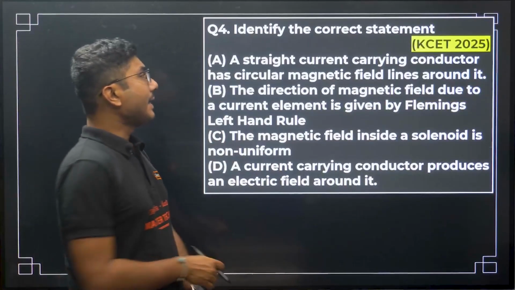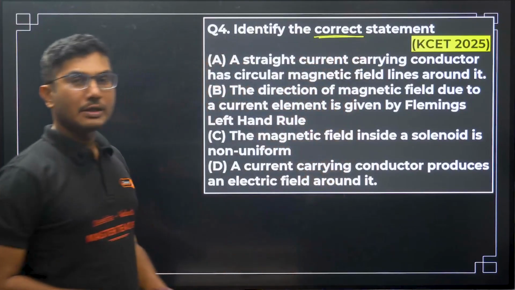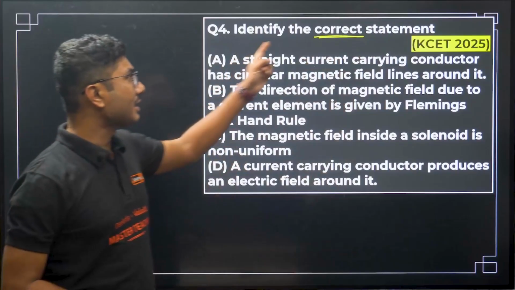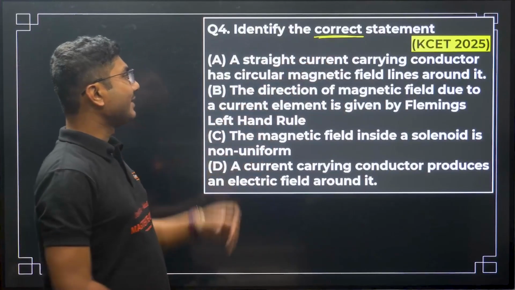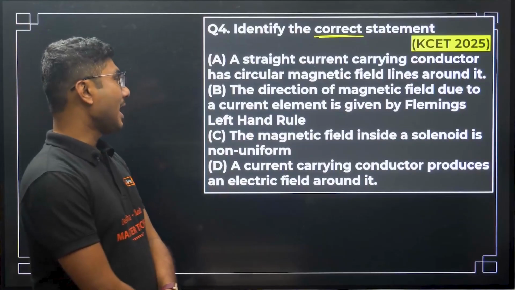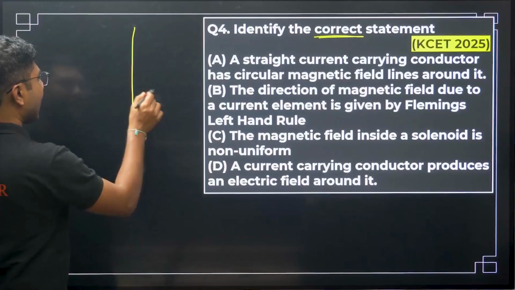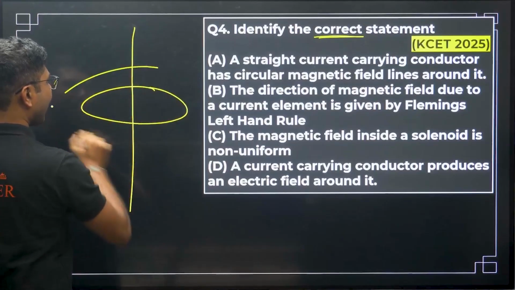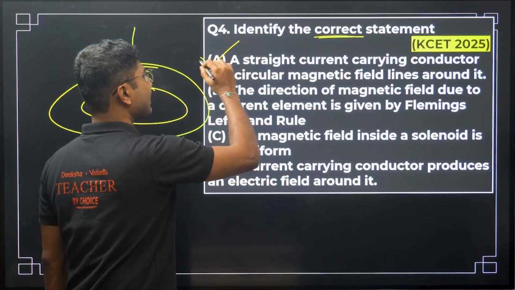Now identify the correct statement. Correct. So whenever you see such questions, correct, incorrect, mark it under the statement so that you don't make any mistake. A straight current carrying conductor has circular magnetic field lines around it. So a straight current carrying wire has circular magnetic field lines around it, which is the correct statement. Okay, this is the correct statement.